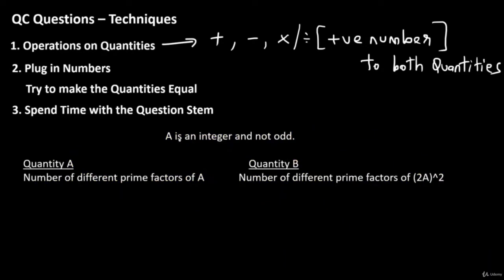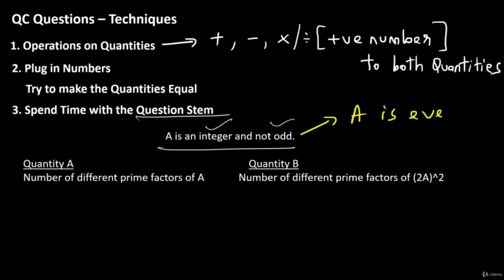Alright, now let's see a sample question over here. A is an integer and not odd, and quantity A is the number of different prime factors of A, and quantity B is the number of different prime factors of 2A to the power 2. Now over here in the question stem it's mentioned that A is an integer, and it's not odd. So definitely A has to be even, right?